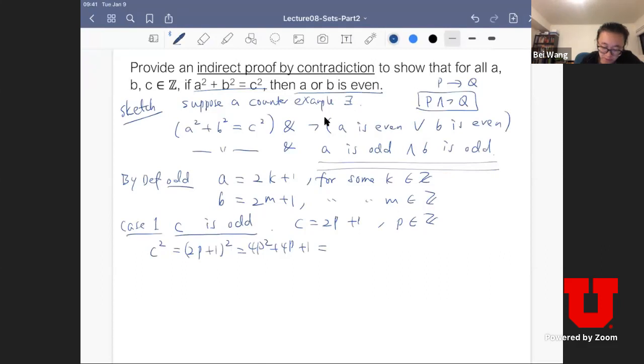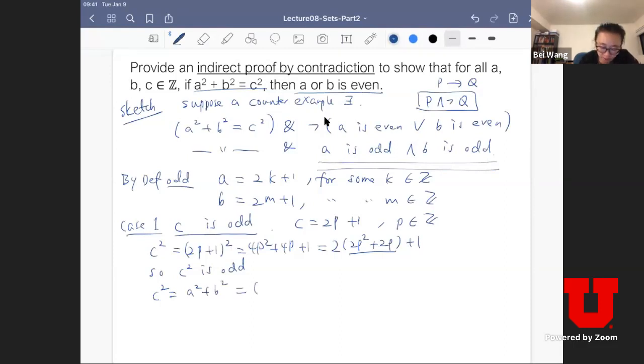I'm going to factor things out. This is equal to 2 times (2p squared plus 2p) plus 1. And of course, by closure property, this thing is an integer. So c squared is 2 times some integer plus 1. So c squared is odd. But now c squared is equal to a squared plus b squared, and both a and b are odd.